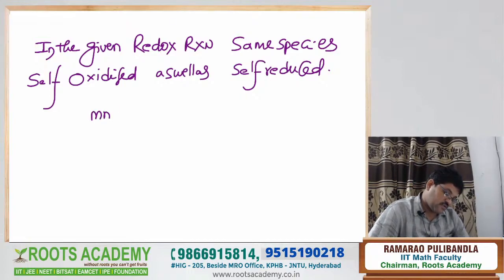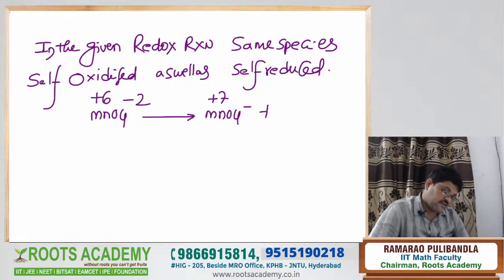Give an example. Simple example. MnO4 2 minus, manganese in the plus 6 state, gives rise to MnO4 minus, so manganese in the plus 7 state. Now the same MnO4 becomes what?